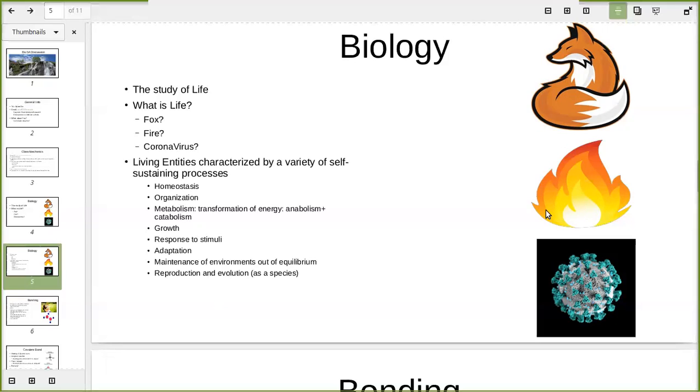Fire, it checks some of the boxes, right? But it doesn't really check all the boxes. It doesn't really have an internal organization of its own. If you see fire, what you regard as fire is mostly combustion and the light and heat that's released from these fuel molecules. So it doesn't really have its own internal organization.